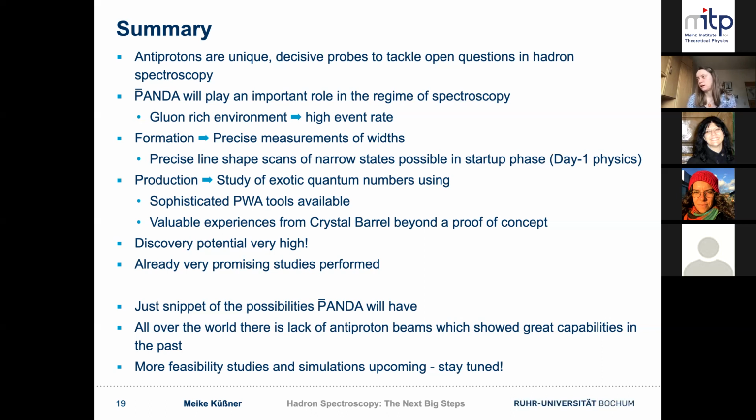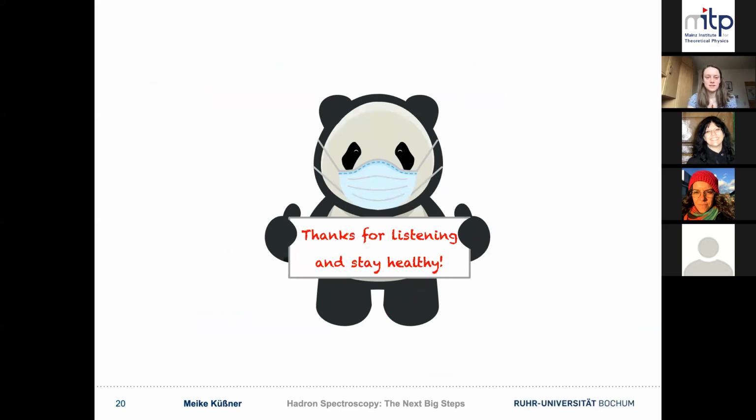And so there is a very high discovery potential, and already very promising studies were performed. This is only a snippet of the possibilities PANDA will probably have in the future. As you might know, all over the world there is a lack of antiproton beams. Therefore, PANDA will have a unique position and great capabilities, which were already shown in the past, for example, by Crystal Barrel. And more feasibility studies are ongoing and upcoming now, so stay tuned for that. Thanks and stay healthy.